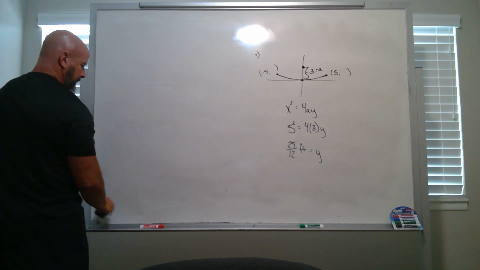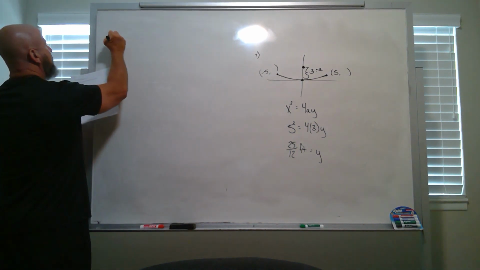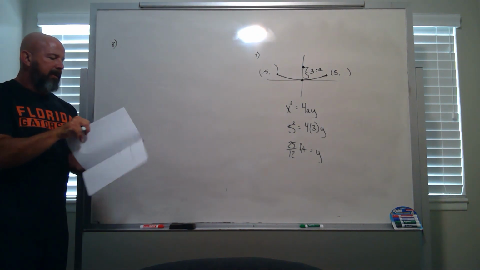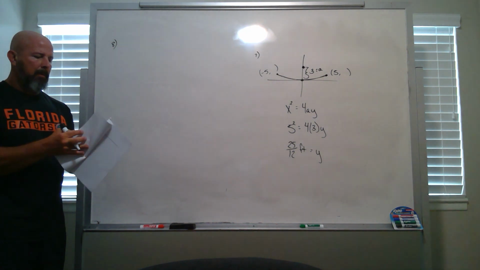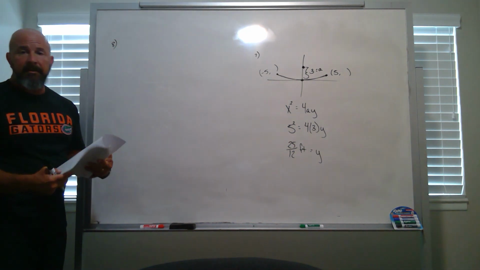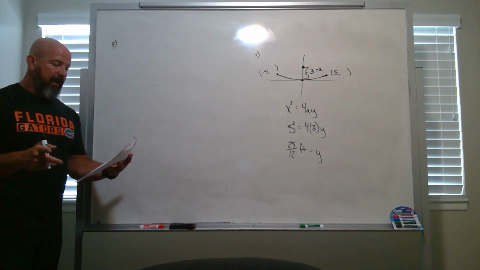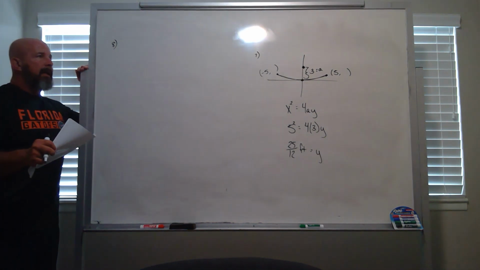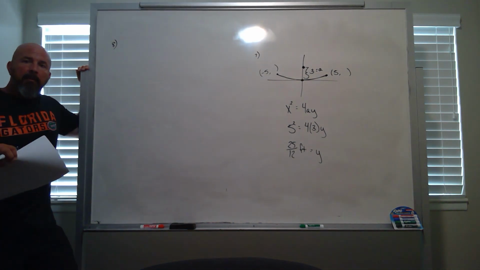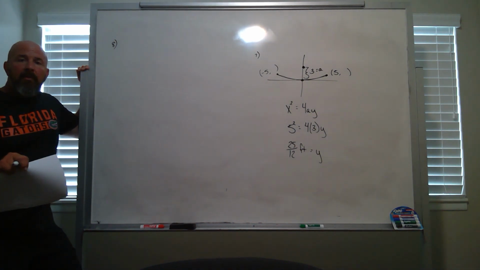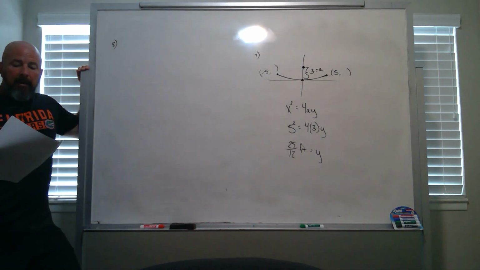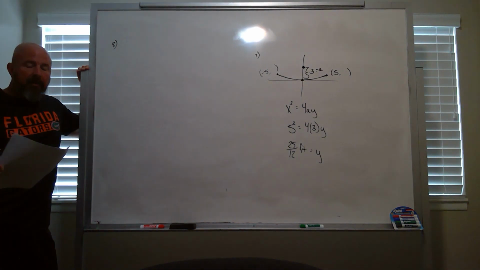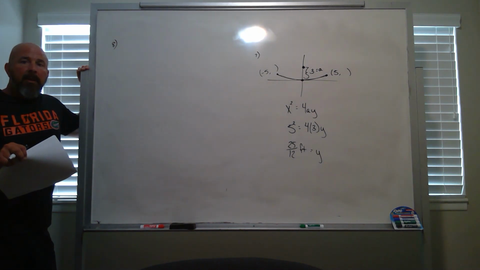Number 8 switches us over to an ellipse. So 8, 9, and 10, same instructions. Find the center, foci, vertices. The vertices are referring to the major vertices of my ellipse. What I need to also remember is I need to know the orientation of the ellipse to figure out where the foci and the vertices are. For an ellipse, the largest number is giving me the orientation.